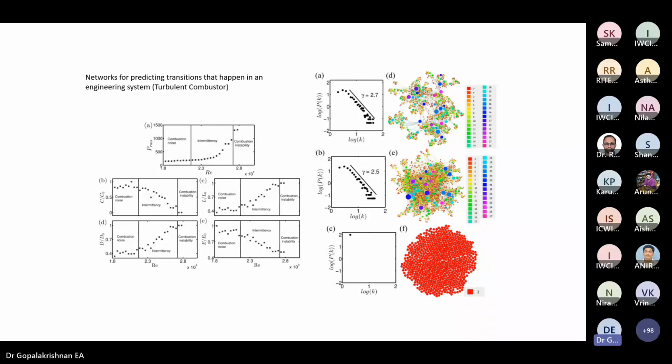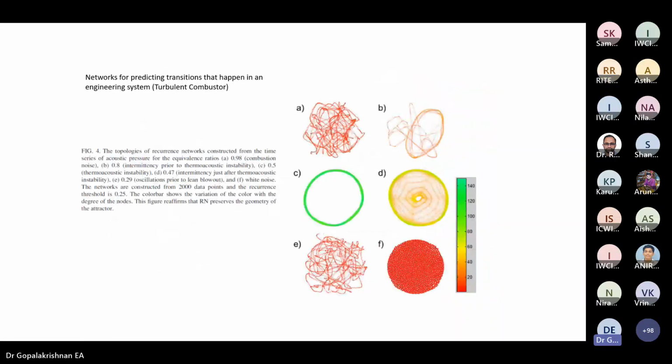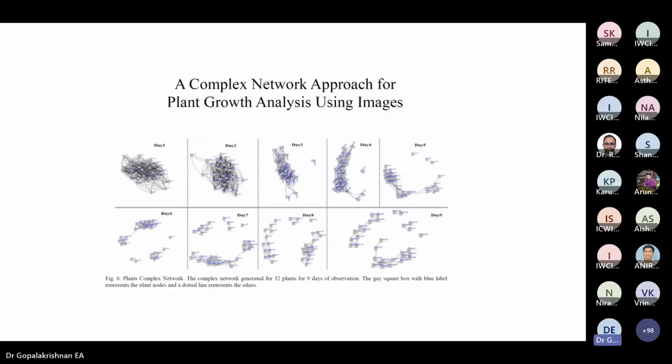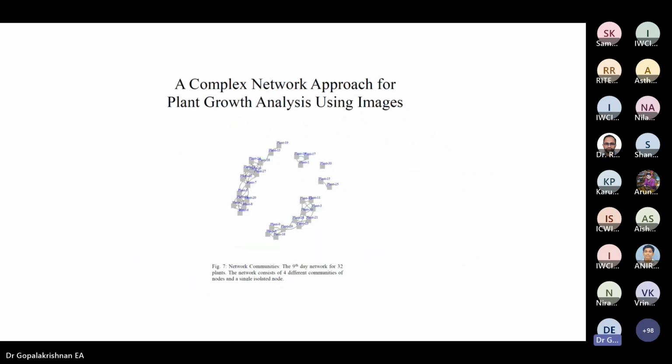So this was for a combustor, and then we did the same thing for speech. In speech also we were able to do this. We were able to show that unvoiced speech at times behaves like a random process, and at times it is chaotic. And again, we applied this to plant growth from images. If you have a large farmland and want to understand how your crop grows, you can again apply this phenomenon.